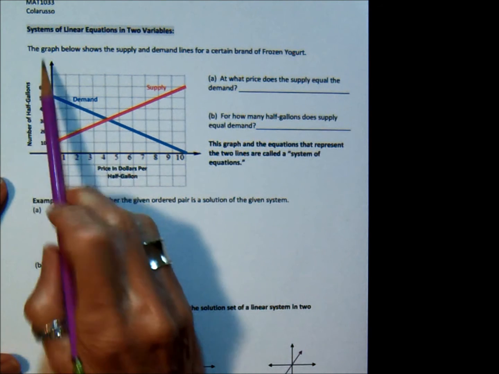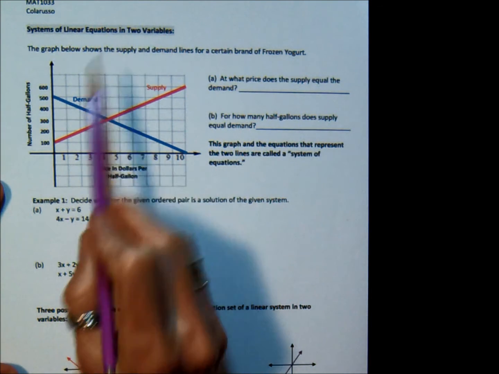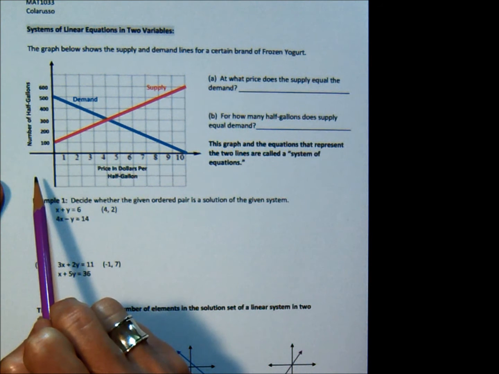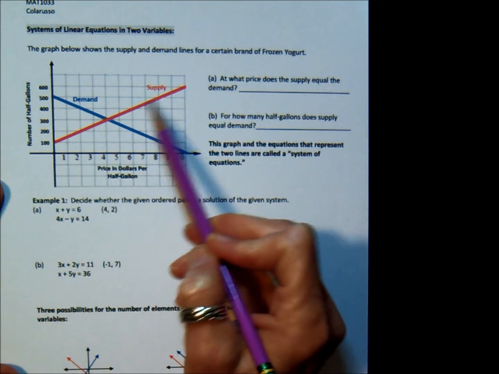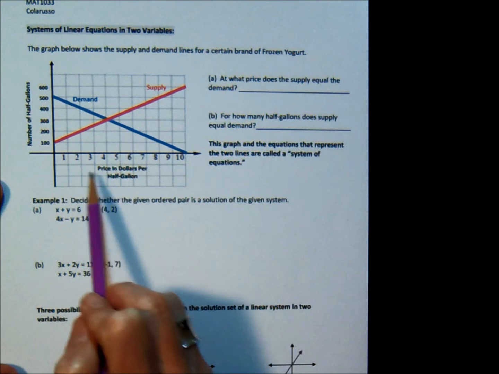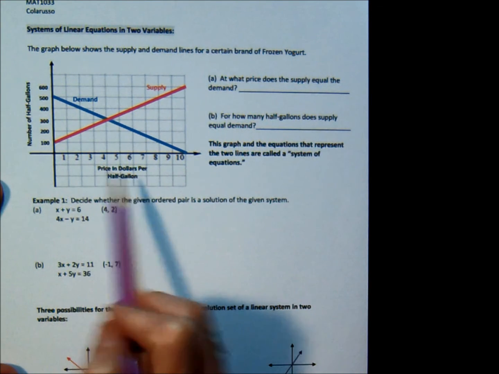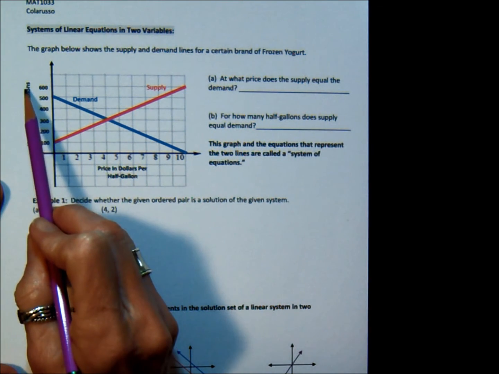The topic of this video is systems of linear equations in two variables. If you'll notice the graph at the top of your notes, it says the graph below shows the supply and demand lines for a certain brand of frozen yogurt. The red line is the supply, the blue line here is the demand. Across the horizontal axis, I have price in dollars per half gallon. And over here on the vertical axis, I have number of half gallons.